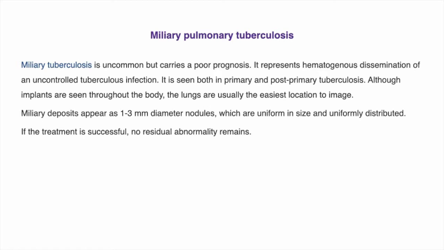Then we have miliary tuberculosis, which is uncommon but carries a poor prognosis. Miliary deposits appear as 1 to 3 millimeter diameter nodules, which are uniform in size and uniformly distributed. If the treatment is successful, no residual abnormalities remain. That's very important to know.